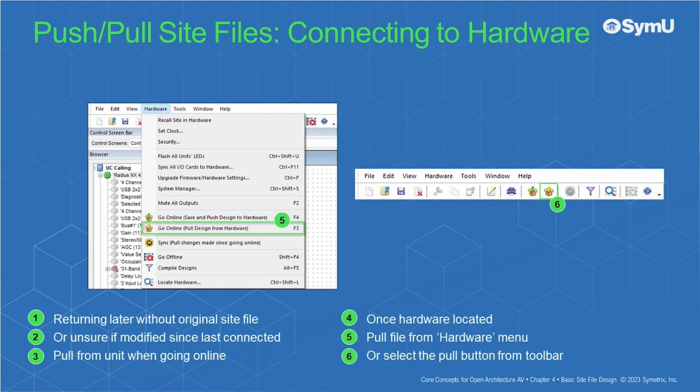When returning to an installation at a later date without the original site file, or if unsure if it has been modified since last connected to, it is good practice to pull from the unit when going online. This will give the opportunity to synchronize Composer and go online with the current running programming on the DSP.